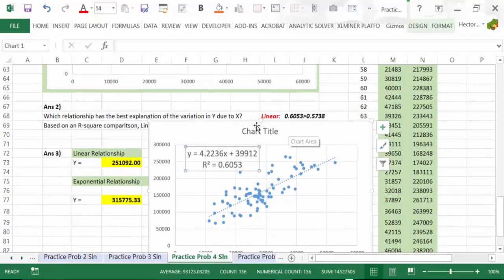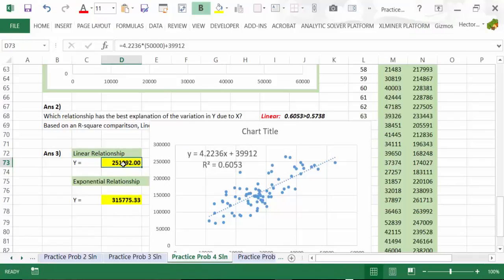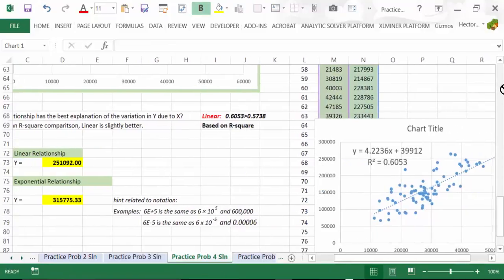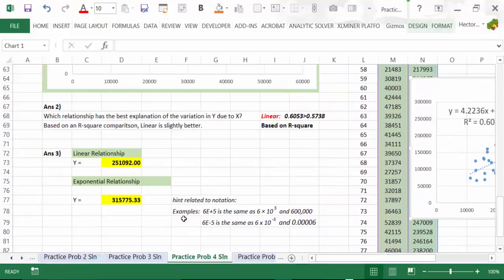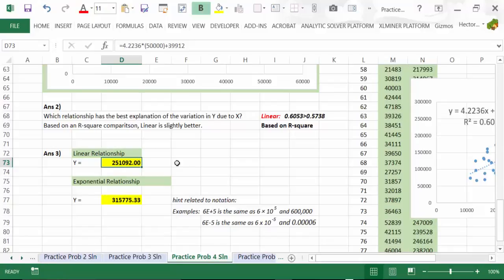The second part of the problem is about calculating values, and in particular I want to calculate the value. Let me move our chart that we got here. I want to calculate the value related to a y, the result of a y, the dependent variable, with an independent variable that is 50,000. So here is the mathematics associated with the linear relationship. A little bit more difficult for the exponential relationship.